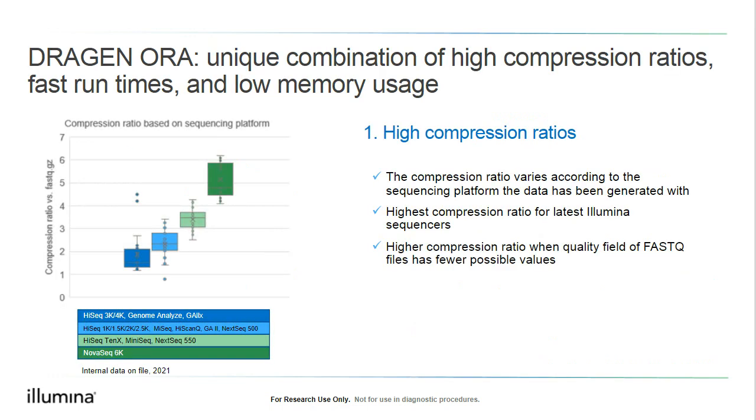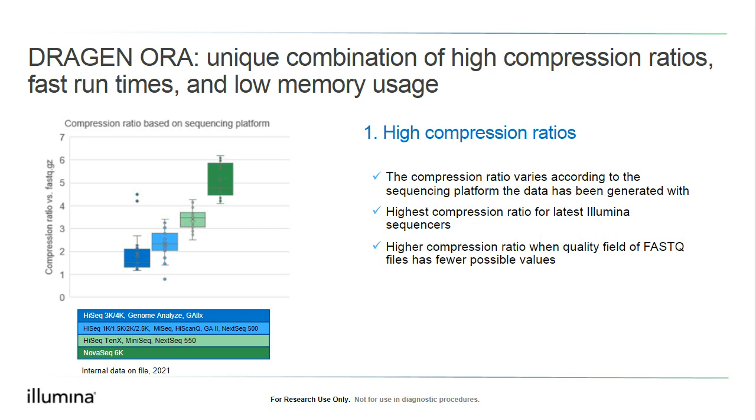Here we are highlighting the unique combination of high compression ratio, fast runtimes, and low memory usage with this compression utility. First, let's jump into the compression ratios that one would get with FASTQ.ORA files. What we are showing in this slide on the y-axis is the compression ratio versus FASTQ.gz. The different colors that you see are basically various Illumina instruments and the data that comes out of it, and the compression ratio that you can achieve from there.